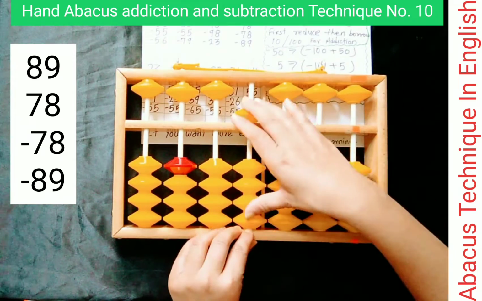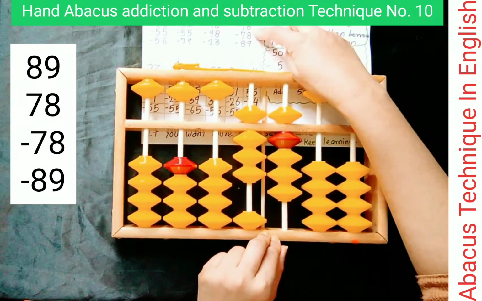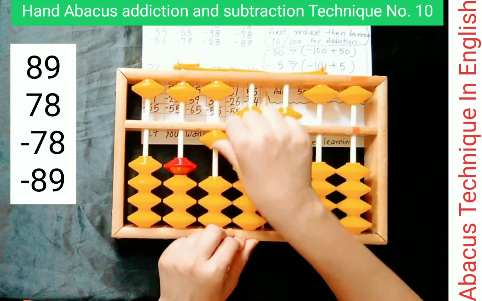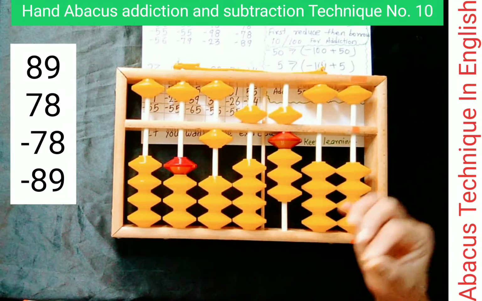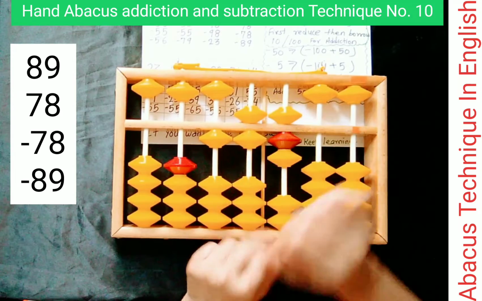Example number 4. Place 89. This is 80 and this is 9. Next is add 78. To add 70 you have to reduce 30 and add 100. And to add 8 you have to reduce 2 and add 10.